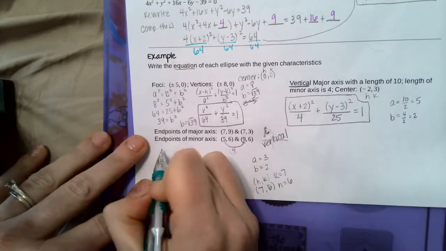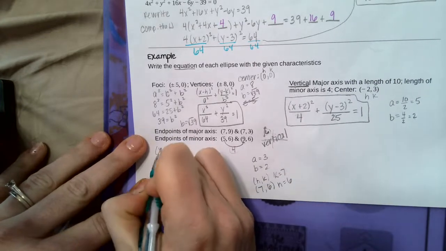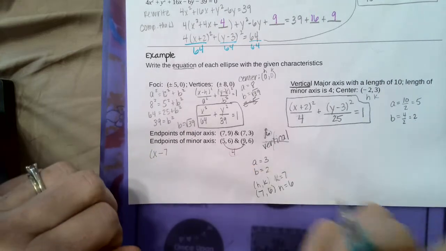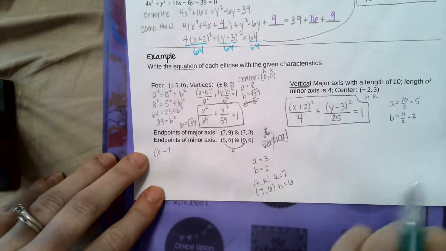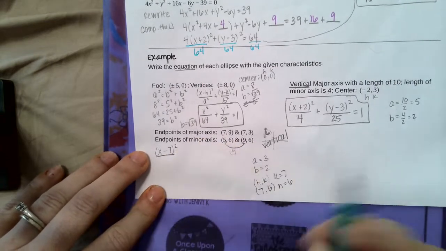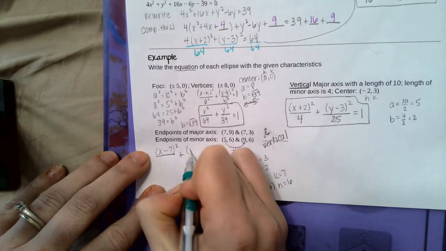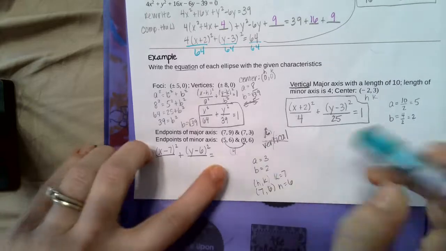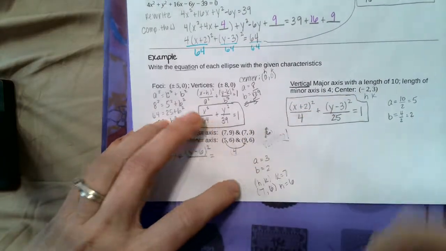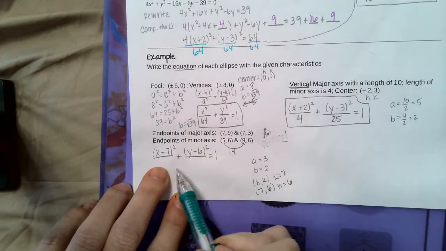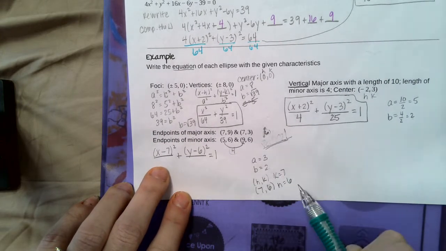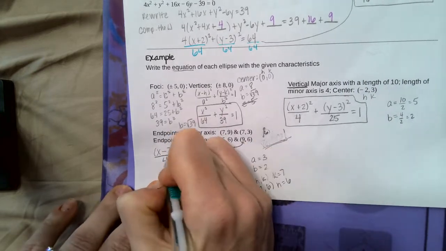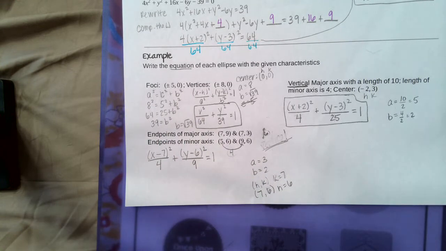Okay, and now you can go and plug it in. So (x minus 7) squared all over, plus (y minus 6) squared all over, equals 1. Now, the reason I didn't do this is because I needed to make sure I remembered. It moves vertically. So that means my 9 has to be under my 6, and my 4 has to be under my 7, or my x.